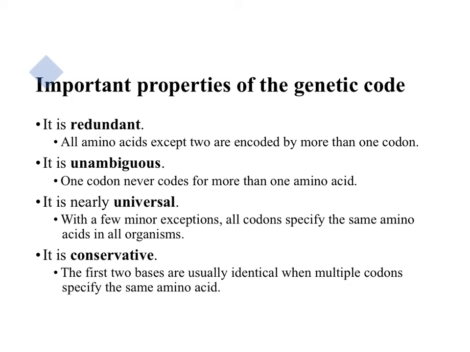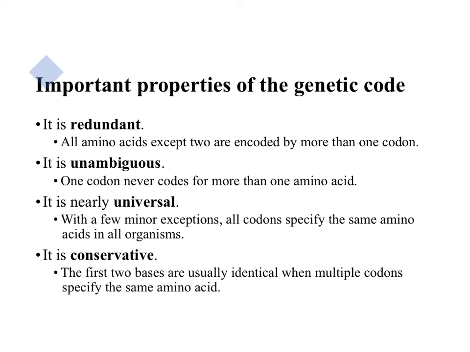It's nearly universal, which means the codons that code for amino acids in my body are going to code for the exact same amino acids in my dog. There are very few exceptions to that rule. So if we go back to UUU, it's going to code for serine in me as a human, in my dog, in my cat, and all of it.